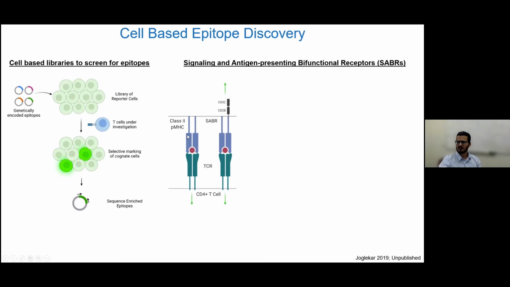And what this allows us to do is that if a given peptide is presented by a SABR and it's recognized by a given T cell, there is a signal that goes into the APC. So now if we have a library of APCs presenting all sorts of different epitopes, through this signaling, we can mark which cells are recognized by a given T cell receptor or not.